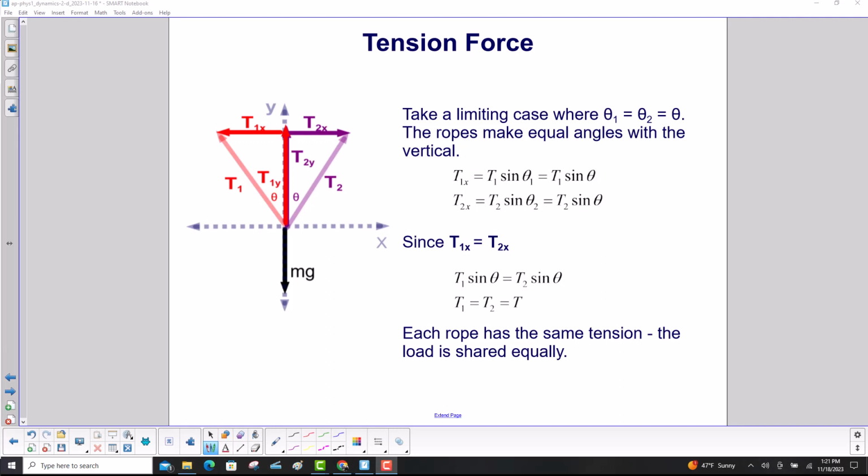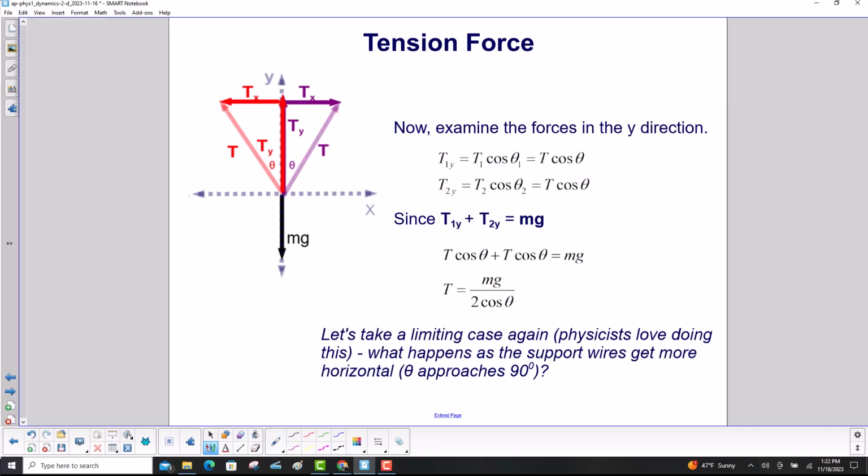Take a limiting case where θ1 equals θ2 equals θ. That means the ropes make equal angles with the vertical, so our T1x and T2x wind up being T1 sine θ and T2 sine θ. Now, we already know T1x has to equal T2x for the block not to move, or whatever else you're suspending there. So this now turns into T1 equals T2 equals T. Right? So we cross that out. We showed that that's equal over here. So each rope has the same tension. The load is shared equally.